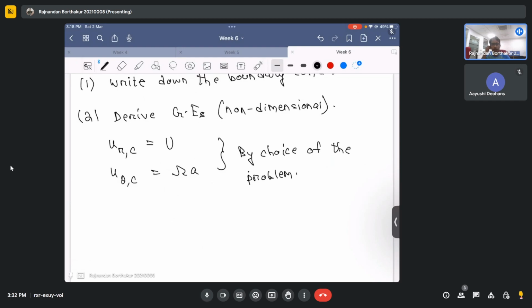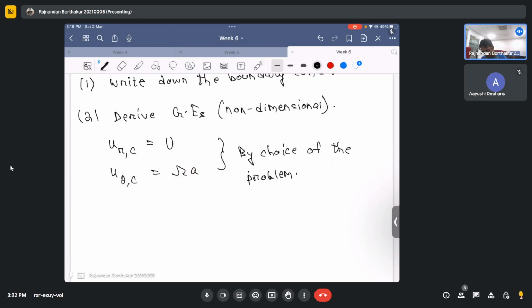And based on whatever way you wish to solve this problem, you can choose your characteristic scales, as I have already said. But the question has asked us to choose the suction velocity as the radial characteristic scale, and the angular velocity of the cylinder on its surface, which is omega times a, as the characteristic scale in the theta direction. So I hope this is clear.